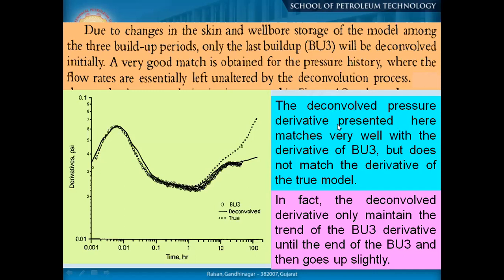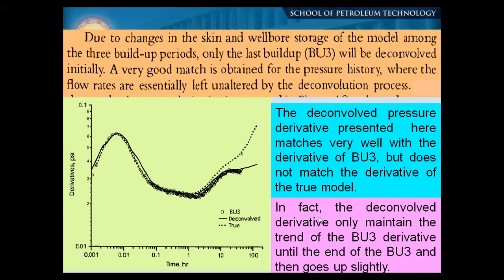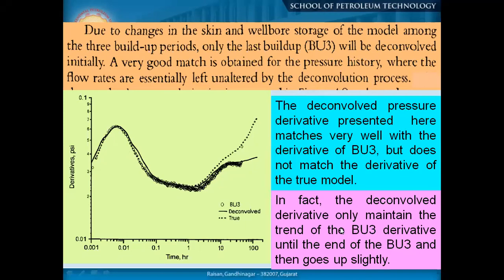The deconvolved pressure-derived derivatives match very well with the derivative of BU3, but do not match the derivative of the true model, because the true model may be slightly different. That is the part we have to note. In fact, the deconvolved derivative only maintains the trend of the build-up 3 derivative until the end of build-up 3 and then goes up slightly. So you can see here, this is actually your deconvolved part, slightly goes up, whereas it is followed up to this part. That means we could extrapolate it also after that information.